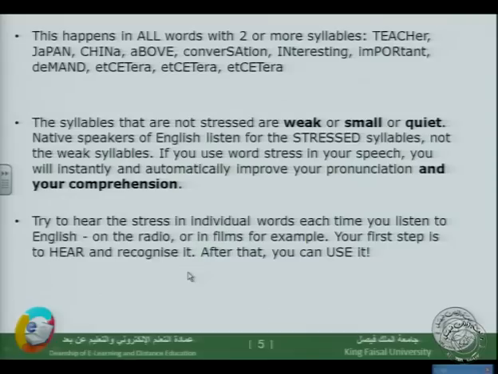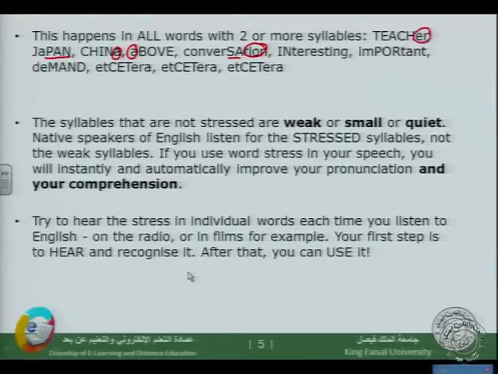Okay. So this happens in all words with 2 or more syllables. Teacher, Japan, China, above, conversation. Notice how in China, the syllable before shin is stressed. Above, this is a schwa, and the schwa is weak, right? China, also has a schwa. Japan, notice, pan consists of 1 syllable, right? But Japan is the stressed one because pan has a stronger vowel than schwa.